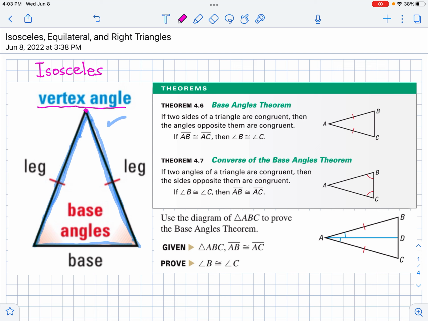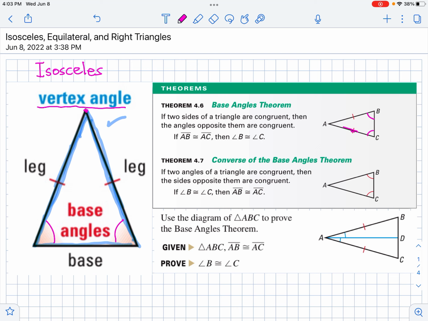Now, one of the things we can note about these isosceles triangles is the angles opposite those congruent sides are themselves congruent. So this is called the base angles theorem. Okay, so these angles are congruent. So in this case up here, you have these two sides being the same length. The angles opposite are congruent.